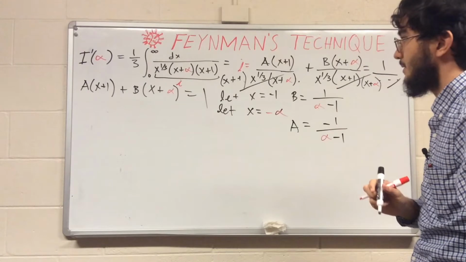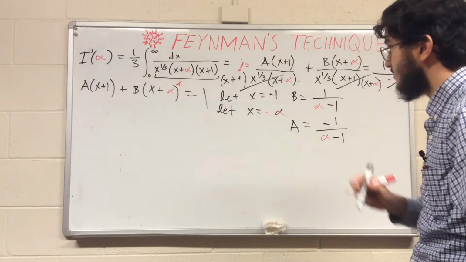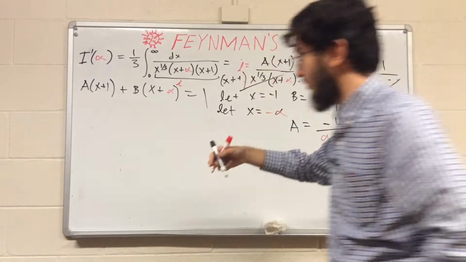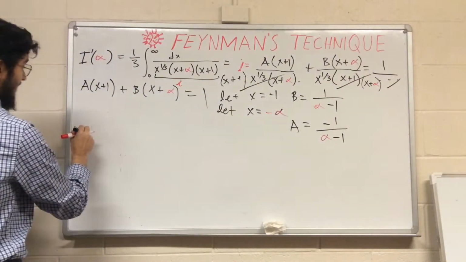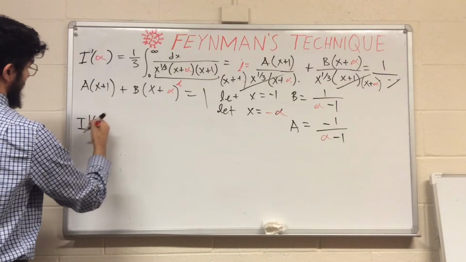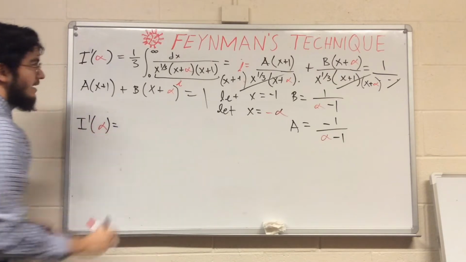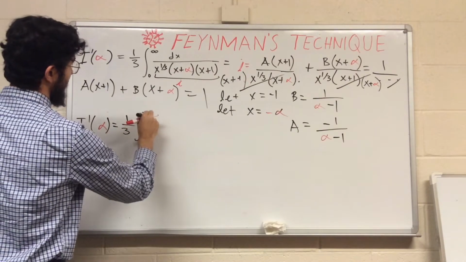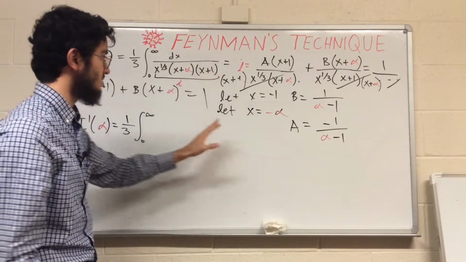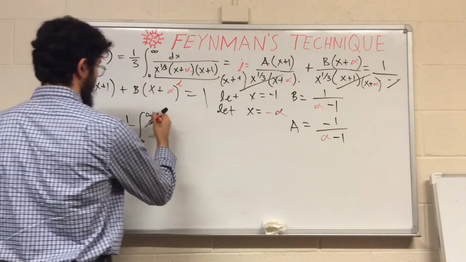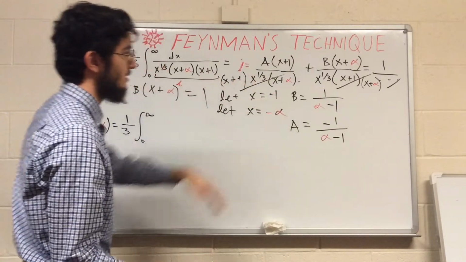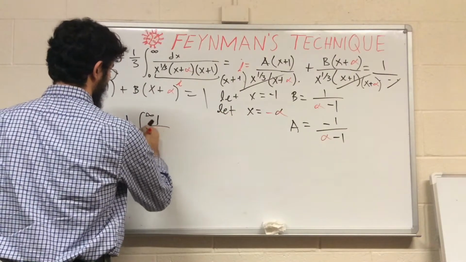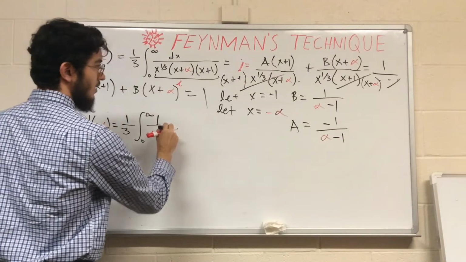So it's just the negative of b. In that case, what we can do is we can rearrange this whole expression. So we have that I prime of alpha is going to be 1/3 of the integral from 0 to infinity of a, which in this case we found was -1. Okay, so let's put b first and then a afterwards. So b is 1 over alpha minus 1, okay, on the bottom.